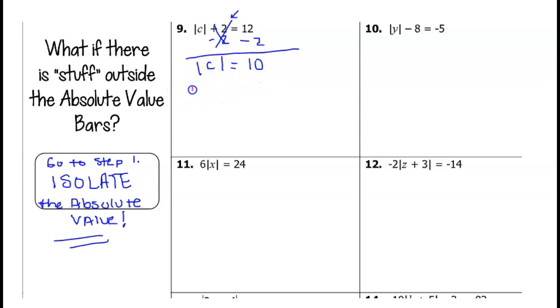So I would have C equals 10 and C equals negative 10. So my solution set, I don't have anything more to do. My solution set is negative 10 and 10.